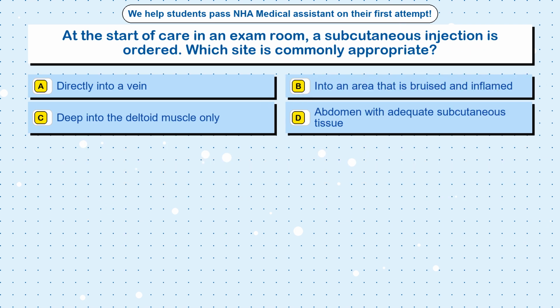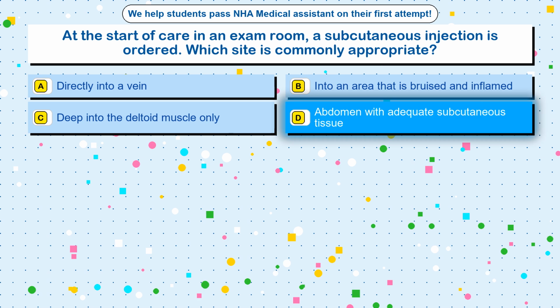Question 28. At the start of care in an exam room, a subcutaneous injection is ordered. Which site is commonly appropriate? Option A, directly into a vein. Option B, into an area that is bruised and inflamed. Option C, deep into the deltoid muscle only. Option D, abdomen with adequate subcutaneous tissue. The correct answer is option D, abdomen with adequate subcutaneous tissue.